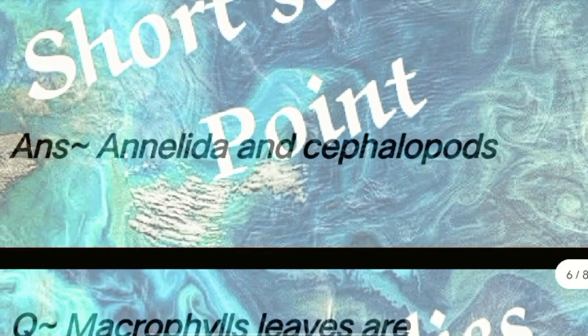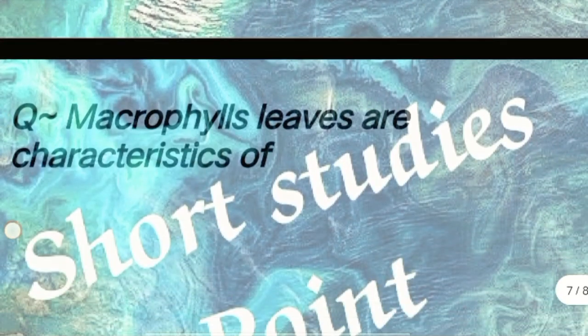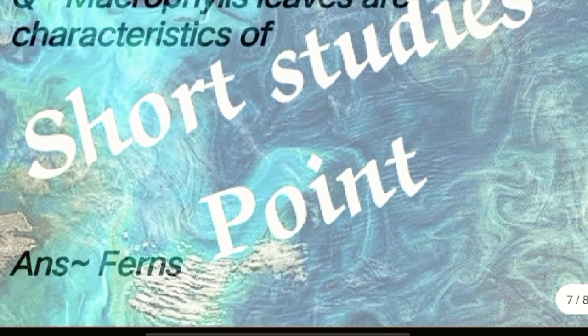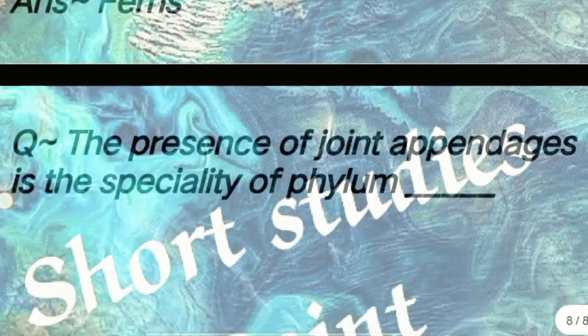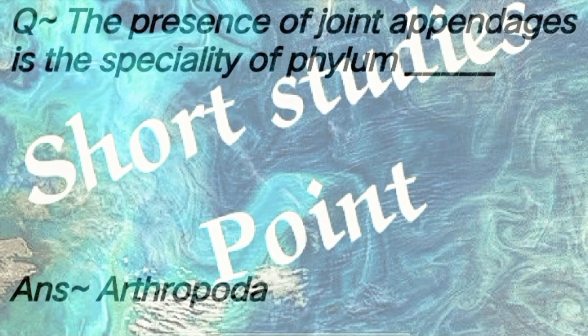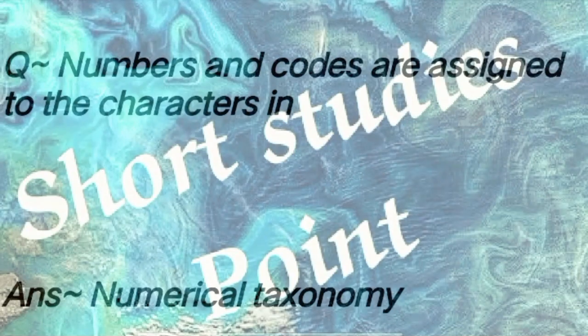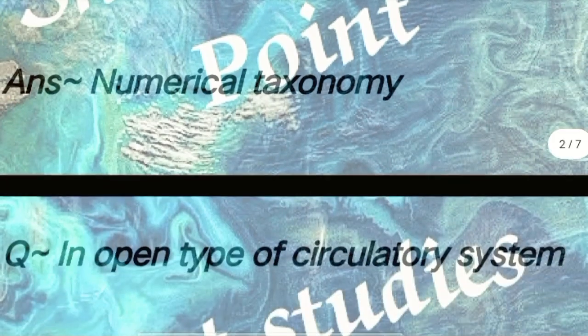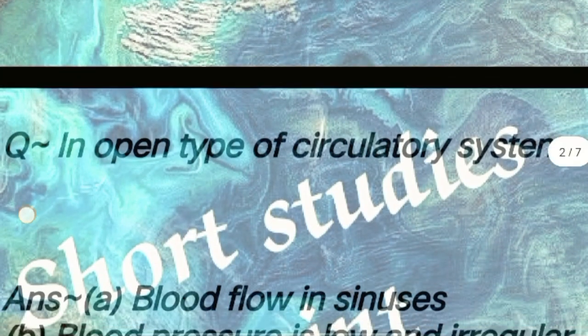Next question: closed type of circulatory system is present in. Answer: Annelida and cephalopods. Next question: megaphyllous leaves are characteristic of. Answer: ferns. Next question: the presence of jointed appendages is the specialty of phylum dash. Answer: Arthropoda. Question: numbers and codes are assigned to the characters in. Answer: numerical taxonomy. Next question: in open type of circulatory system.